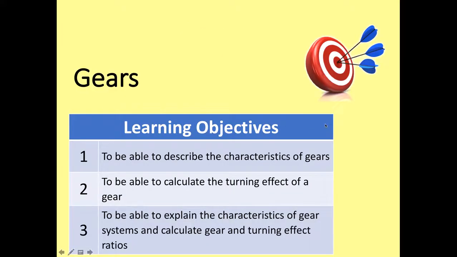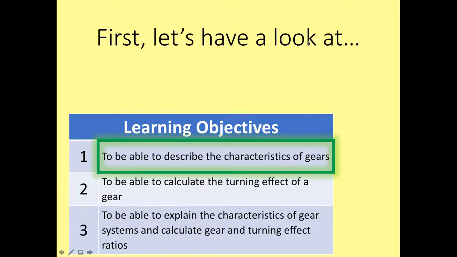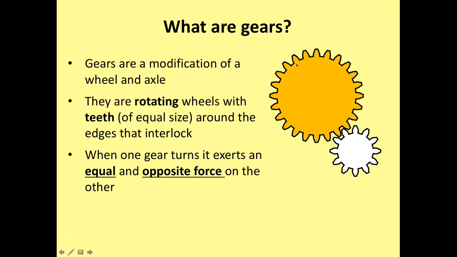So, three things that we're going to try to achieve in this lesson: describing the characteristics of gears, calculating the turning effect of gears, and the characteristics of gear systems with gear and turning effect ratios. So, looking at the characteristics of gears then.